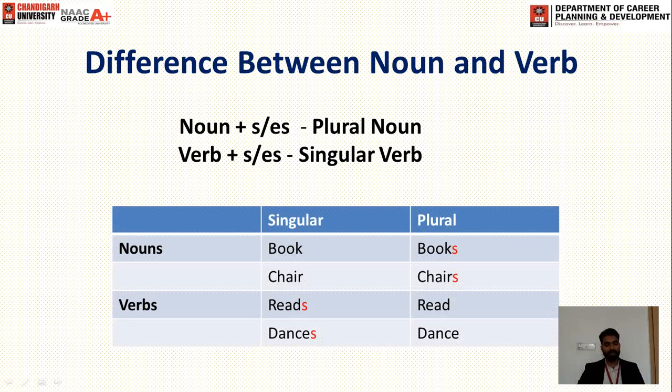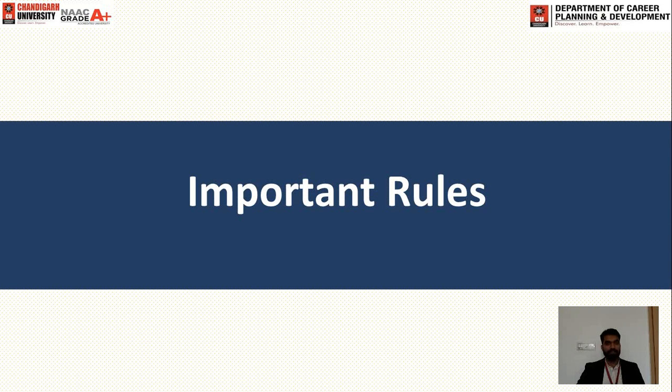So if we talk about nouns, your book is singular, your books are plural. Chair is singular, chairs are plural. But if we talk about verbs, your reads is a singular verb and read is a plural verb. Dances is a singular verb and your dance is a plural verb. Okay, now we'll move to the important rules of subject verb agreement.